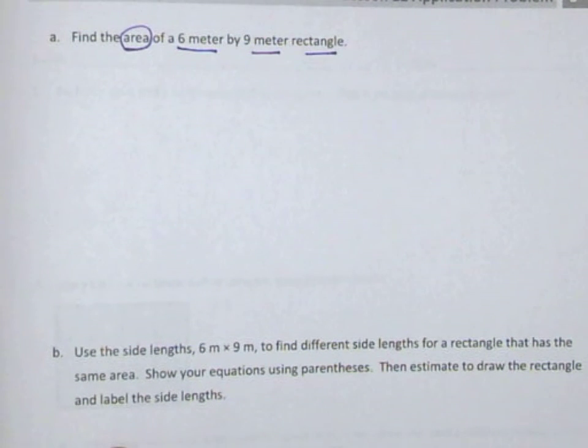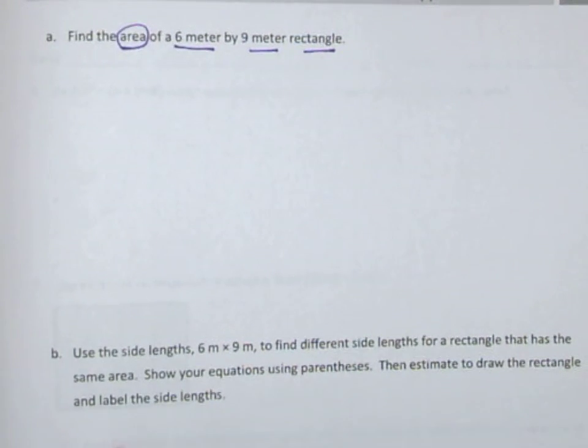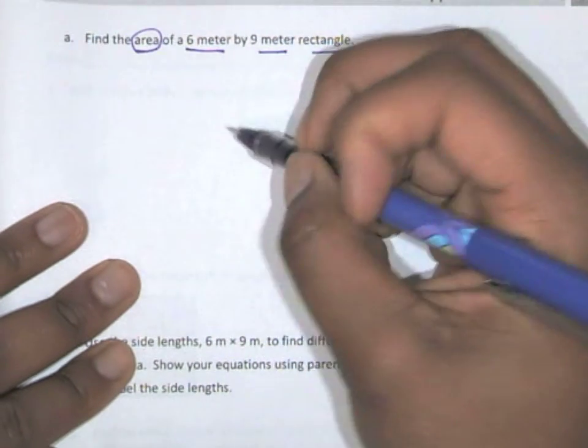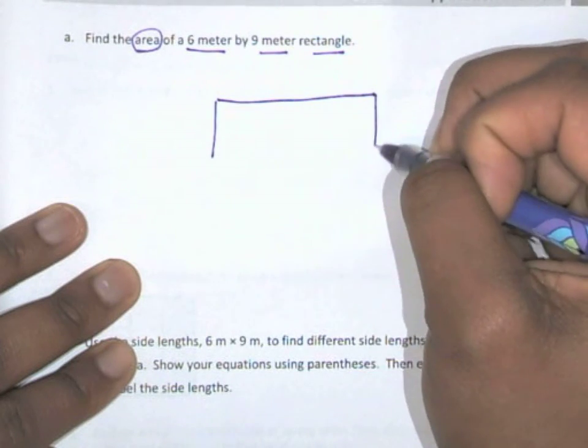Alright, so these are the things that I found that were very important. I know that I have to find the area. I know that my two sides are 6 meters and 9 meters, and I know that my shape is a rectangle. So let's go ahead and draw our rectangle so we can see it to make sure we find the accurate area.